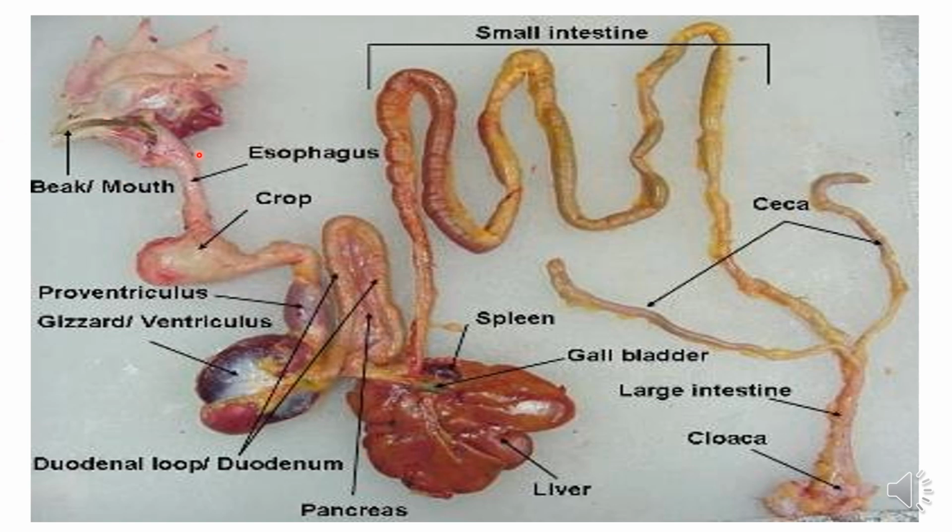You have the beak, esophagus, the crop, proventriculus, the ventriculus, which is sometimes called the gizzard. Then we have the small intestine made up of 3 parts, the duodenum, jejunum, and then the ileum. We have the pancreas, we have the liver, we have the spleen, gallbladder, we have the large intestine, cloaca, and then the cecum.